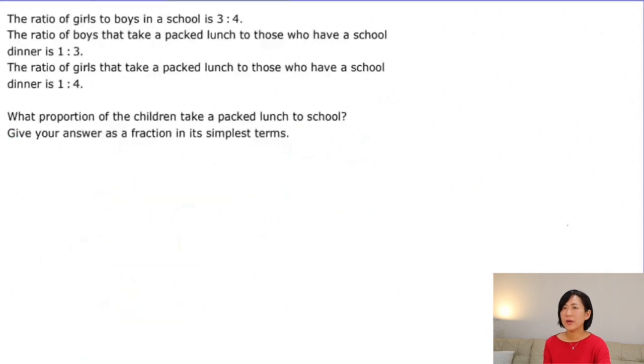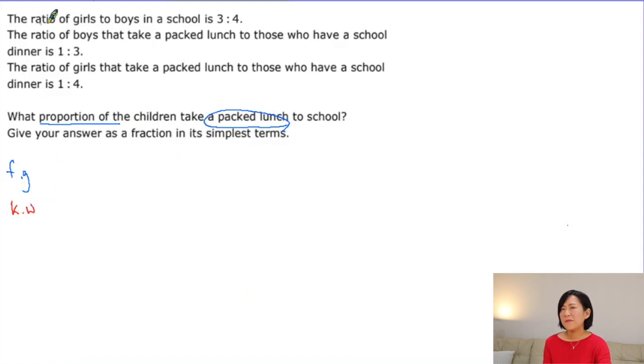Oh, it's a long question and you can see lots of different ratios. As always, don't panic. You can do it. Let's begin with finding the final goal. We need to find our proportion. As I said, proportion is generally a fraction. That's why you need to answer with the fraction in its simplest term. So find the proportion of packed lunch regardless of the gender, right?